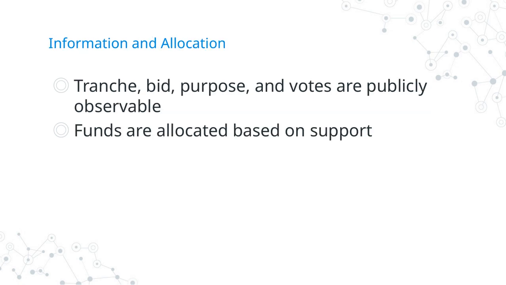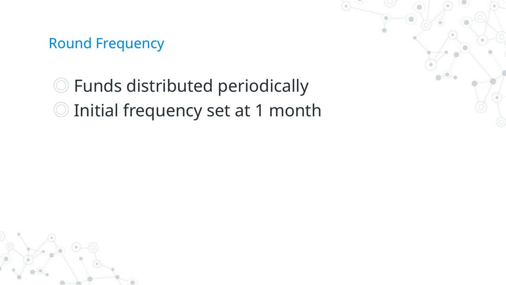Public information includes the tranche, bid amount, project purpose, and vote count. Upon auction deadline, funds are allocated proportionally based on support. If a project receives 80% support, it gets 80% of the funds. Non-supporting votes are excluded. Funds are periodically distributed, initially set for every month. This frequency may change based on market usage insights. If no participation occurs in a round, funds remain with the previous winners, generating yield for the hub.